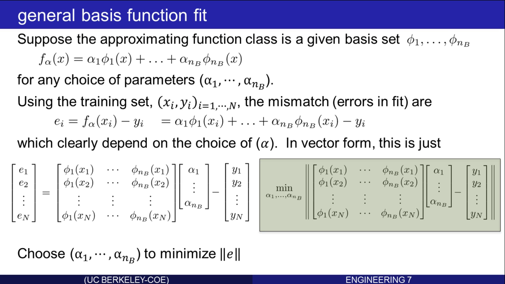In the previous examples, there were 2 basis functions for the affine case and 3 basis functions for the quadratic case. Here it's more general. There are n sub b specified basis functions. One of the lab assignments is to write this out in general. One of the arguments to the function will be a cell array that contains function handles to all the basis functions.